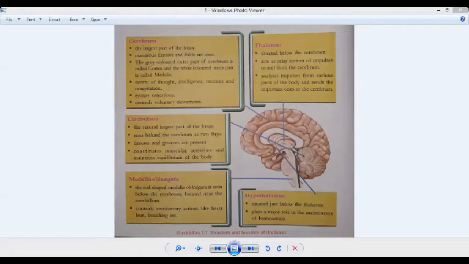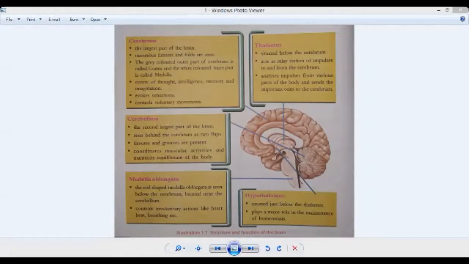The next part, the fourth part, is the thalamus. Thalamus is situated below the cerebrum and acts as a relay station of impulses to and from the cerebrum. So it will control the messages getting inside the cerebrum and those coming out from the cerebrum to outside. Then it analyzes impulses from various parts of the body and sends the important ones to the cerebrum. So many messages will be coming from different parts of our body to the cerebrum. Our thalamus will identify those messages, and the important ones will be sent to the cerebrum by our thalamus.